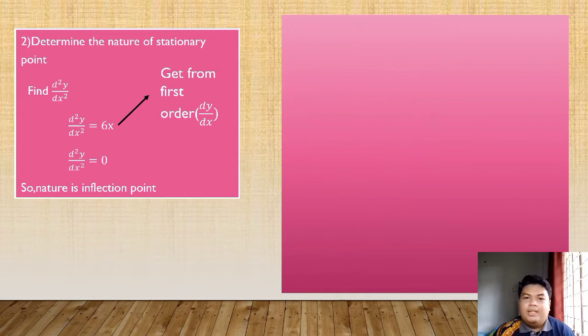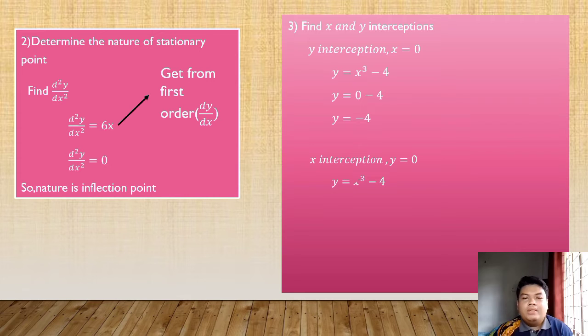Now, for the next step, we need to find the x and y intersections. To get the y intersection, we need to use x equals 0. So, when the equation is y equals x power of 3 minus 4, we substitute the value of x into the equation. And it will be y equals 0 minus 4, and y will be negative 4.